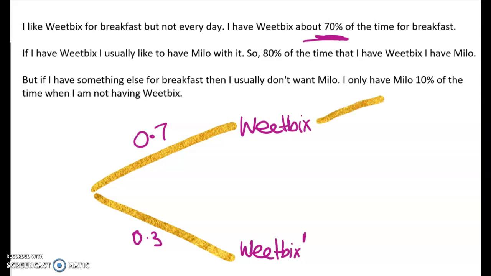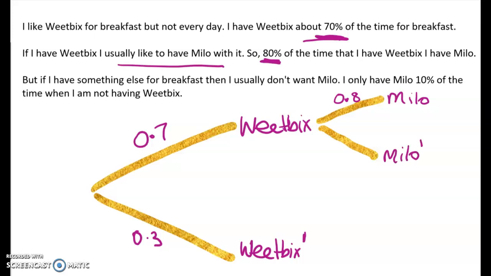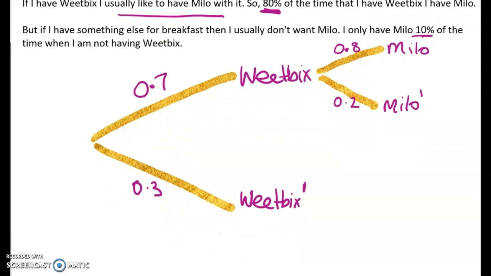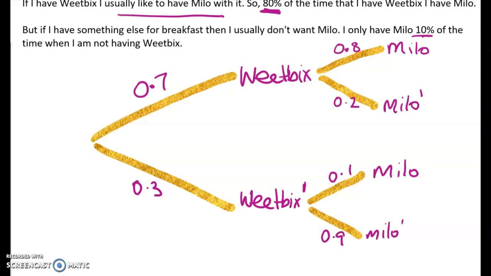Now let's look at the second bit of the tree. Do I have Milo or do I not have Milo? Big decision, right? So if I've had Weet-Bix, I usually like to have Milo with it. So 80% of the time that I have Weet-Bix, I have Milo. So that's going to be 0.8, and that's Milo there. And that means that the rest of the time I must be not having Milo. Maybe I'm having coffee, maybe I'm having water, or maybe I'm not having a drink. And then if I have something else for breakfast, I only have Milo 10% of the time when I'm not having Weet-Bix. So down here, we're going to draw another bit of tree. So Milo now is only 0.1. And here, not Milo is most of the time, so that's going to be 0.9. So that's how we set the tree up.